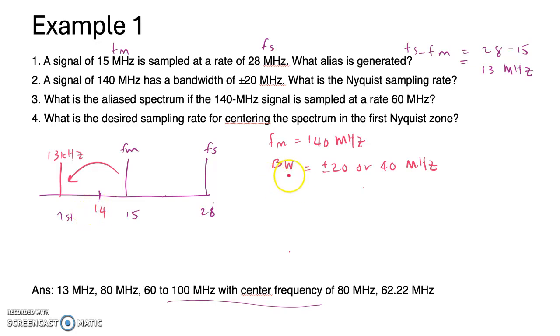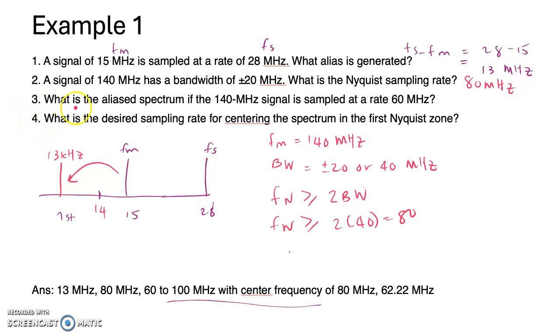Number 2: a signal of 140 megahertz, FM is 140, has a bandwidth of plus minus 20, therefore it gives us a bandwidth of 40. What is the Nyquist sampling rate? The Nyquist sampling rate tells us that it needs to be twice the bandwidth, therefore it is 2 times 40, or 80. So the answer here is 80 megahertz.